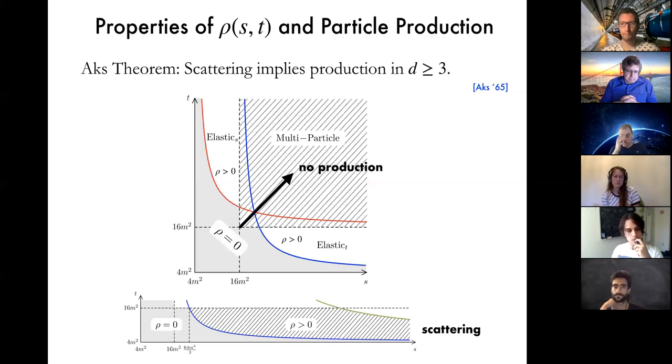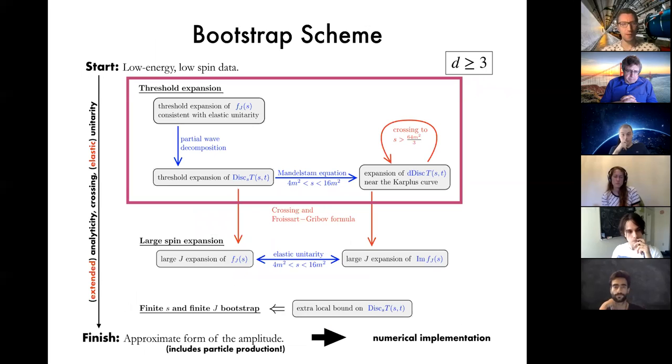So let me now try to explain the bootstrap scheme. It involves a few steps. I don't know if I will be able to explain everything, but I'm sure that we'll be able to explain the main ideas. So the starting point is something we can call the threshold expansion. And the idea is very simple.